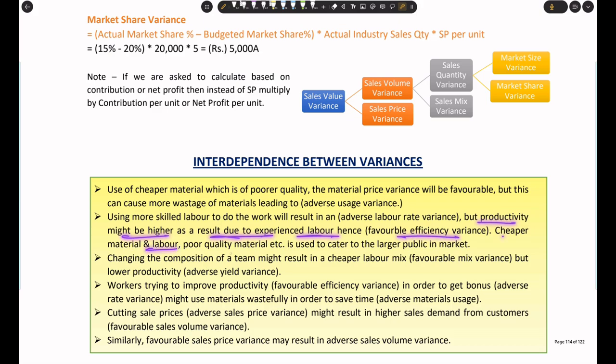Cheaper material and labor, poor quality material, etc. is used to cater to the larger public in the market. Then changing the composition of a team might result in a cheaper labor mix, favorable mix variance, but lower productivity, adverse yield variance. This is pure logic, you can read this again. Then workers trying to improve productivity to get a bonus gives a favorable efficiency variance, but the labor rate variance might turn adverse.